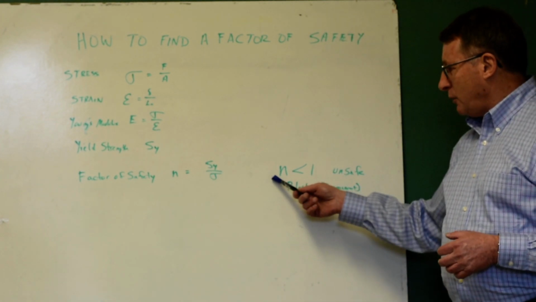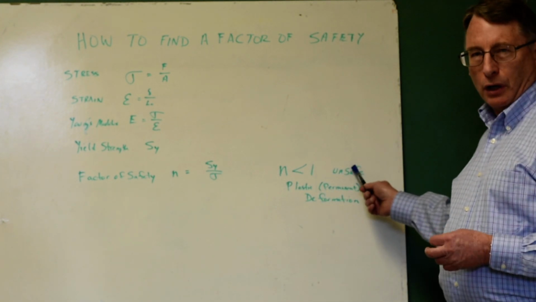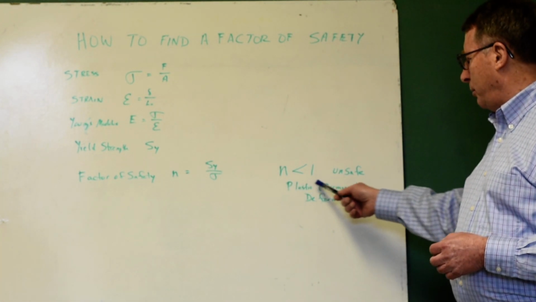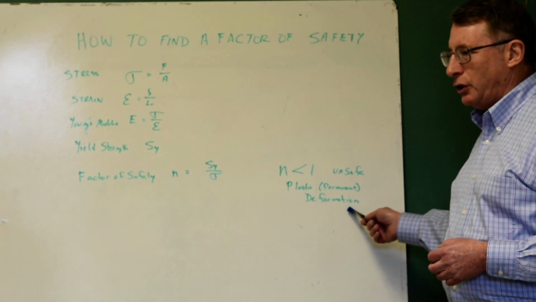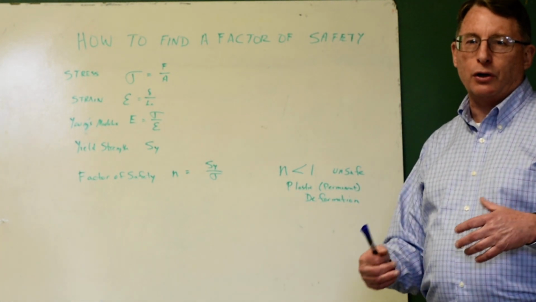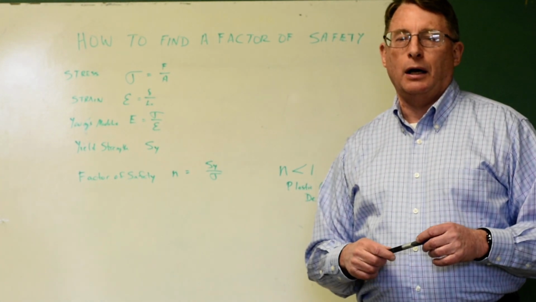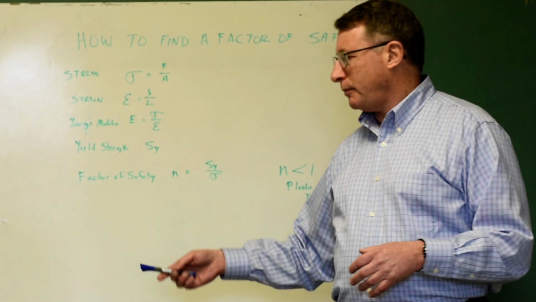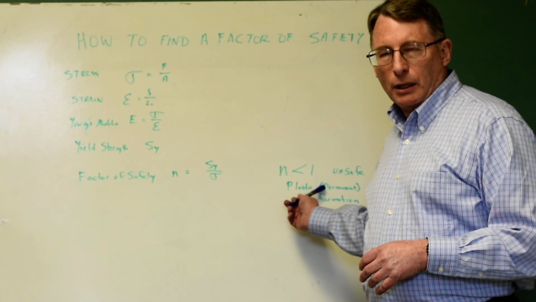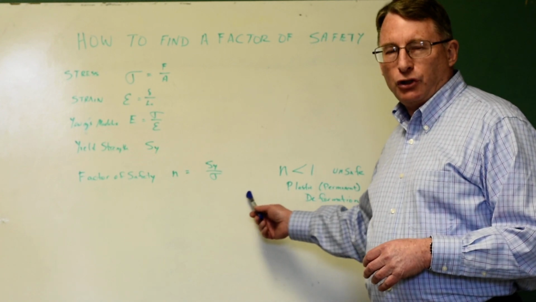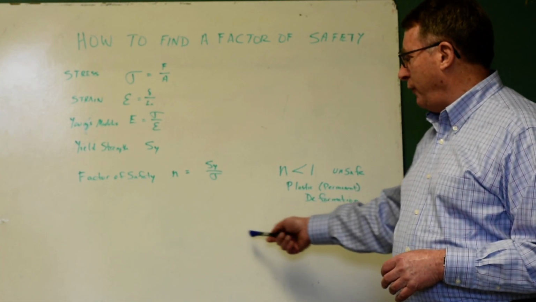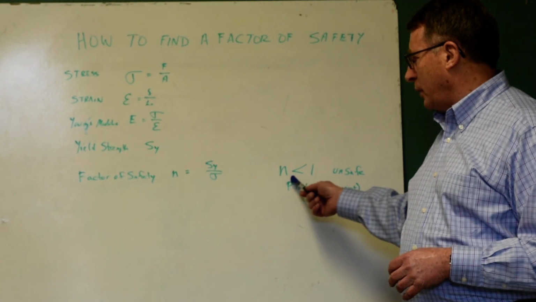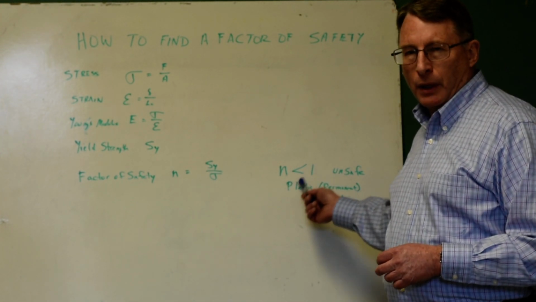Now, if the factor of safety is less than 1, it is unsafe. This means you will go into plastic or permanent deformation. At that point, you can no longer use that material safely, unless there are certain circumstances that we won't cover in this course, where you would want this to be in permanent deformation. But in general, you would want your factor of safety to make sure that it is 1 or greater.